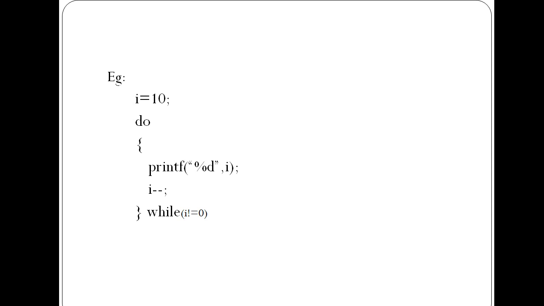The example may be: consider the value of I as 10, and then we are going to perform the operation of printing the value of I onto the screen, and then we are going to decrement the value of I, and now we are going to check the condition. That is, if I is not equal to 0, then again perform all these operations. So we'll see what happens.